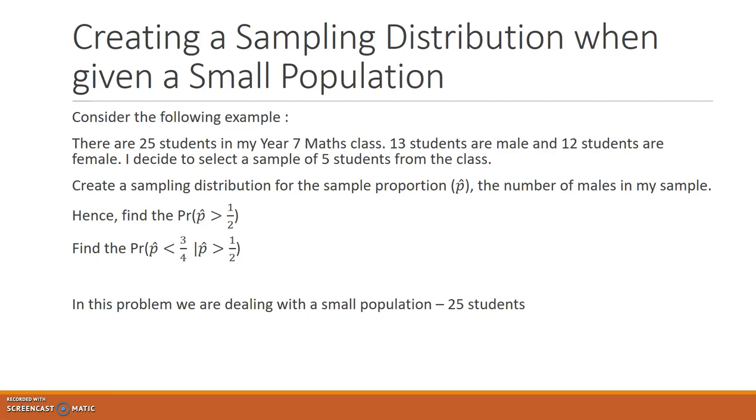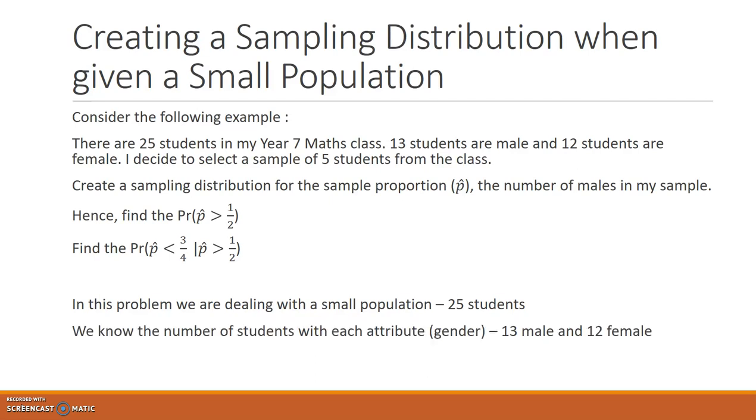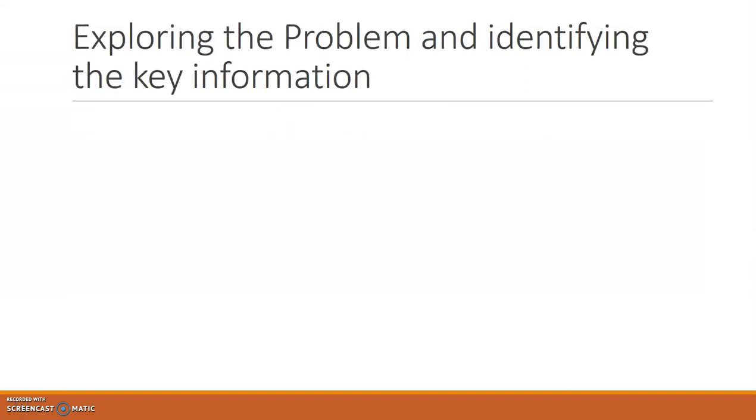In this problem, we're dealing with a small population, 25 students. And we know that the number of students with each attribute, the gender, is 13 male and 12 female. Explore the problem and identify the key information.